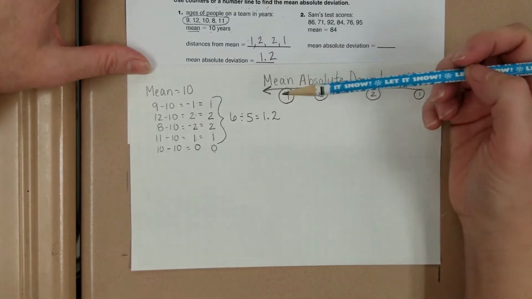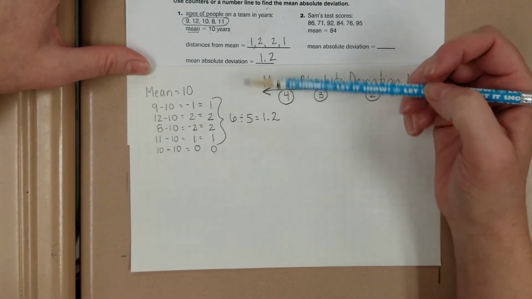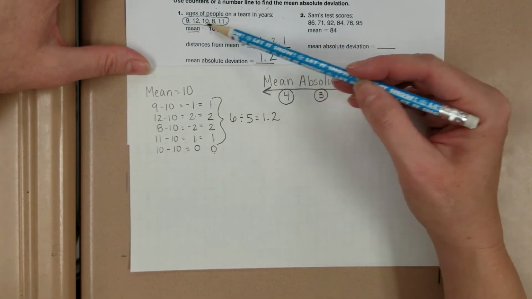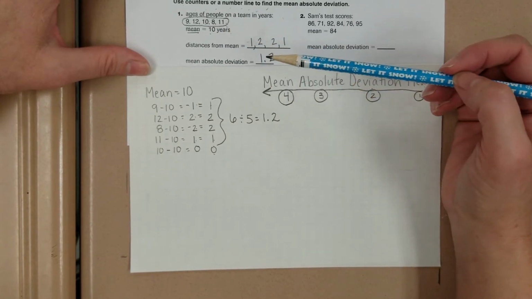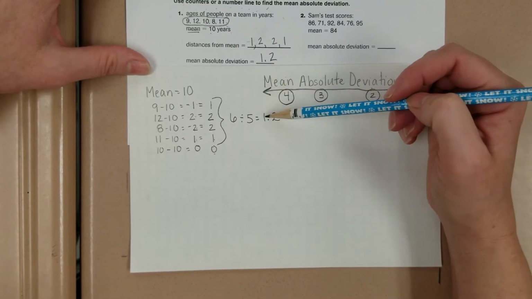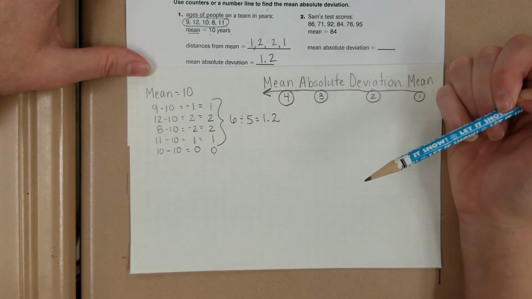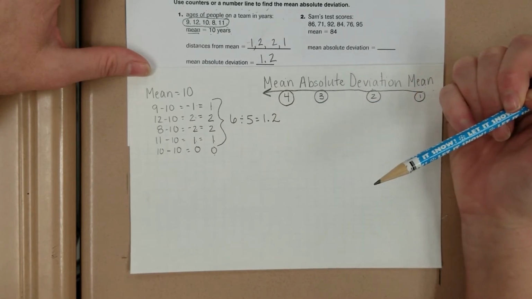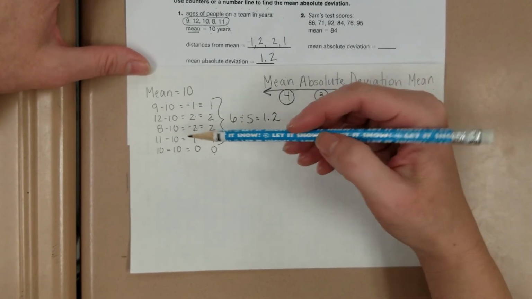So what this says is that on average, each of the ages deviates from the mean 1.2 years.